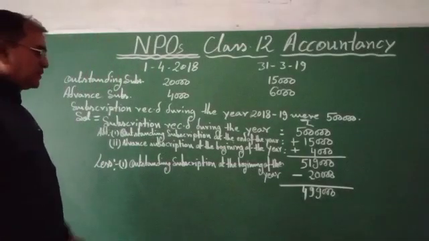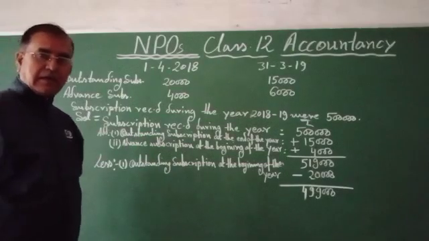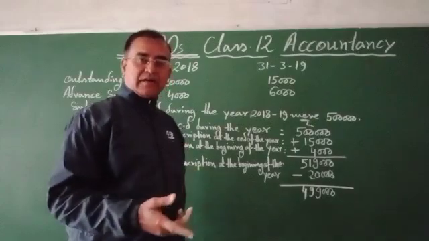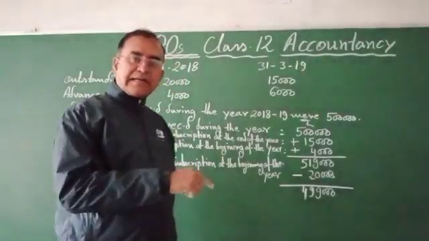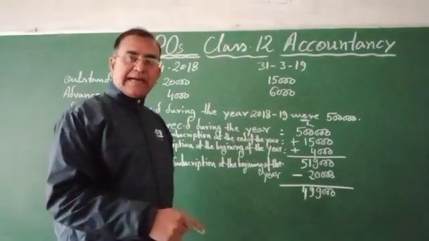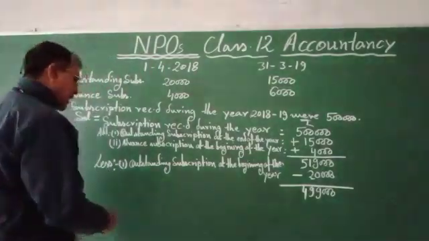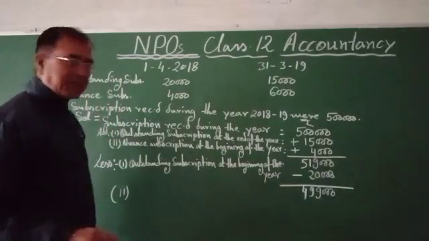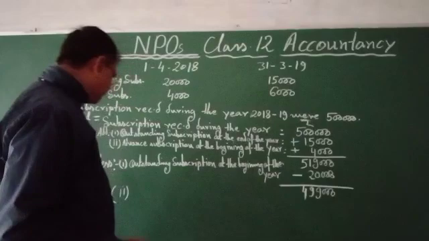And then the advance subscription for the next year is not the income of the current accounting period. So it has to be lessened from the subscription received during the year.